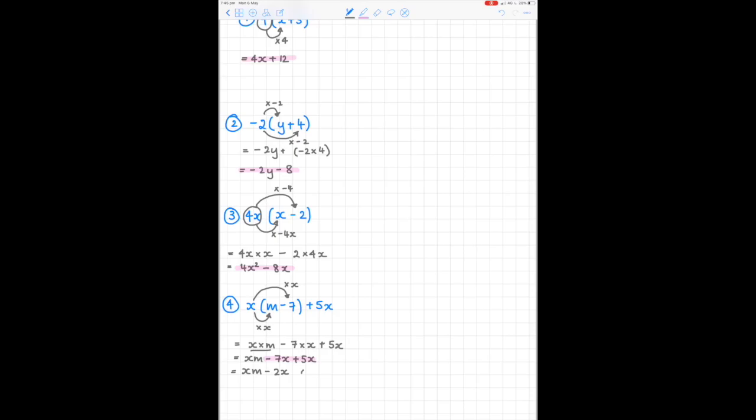For those of you who like to have things in alphabetical order, you could write that as mx minus 2x, both of which are correct, and both of which are acceptable answers.